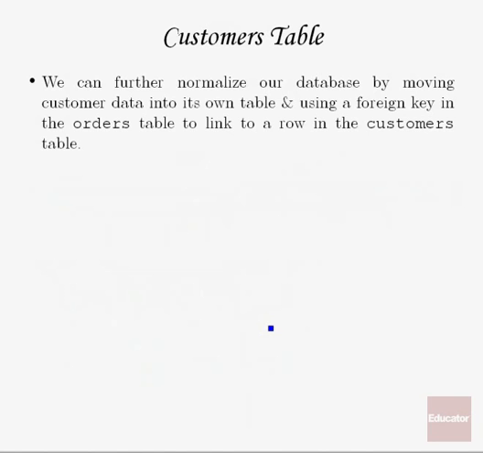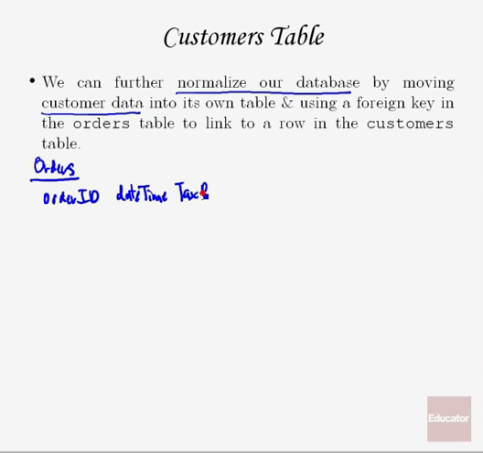Now, one thing that we can actually do is further normalize our database by moving customer data into its own table. So, for example, we saw in our last version of the orders table, each order had the order ID, the tax rate, the date and time stamp, and then the name and address of each customer. And so, actually, if we flushed it all out and showed all the different columns for a customer, and so on.